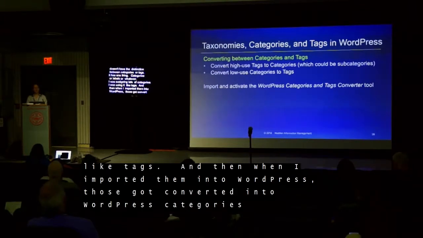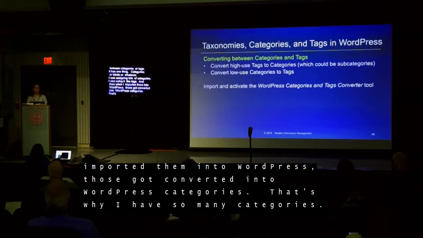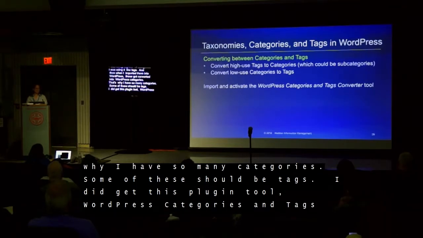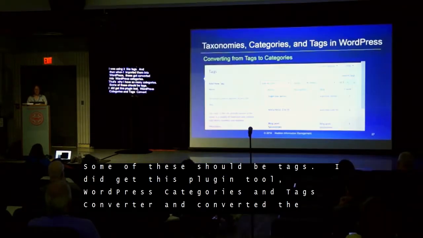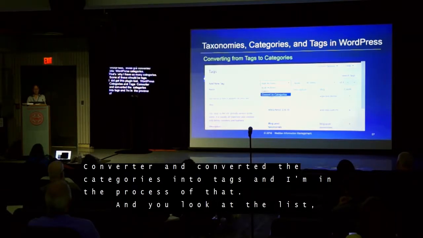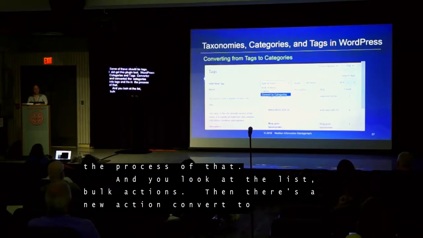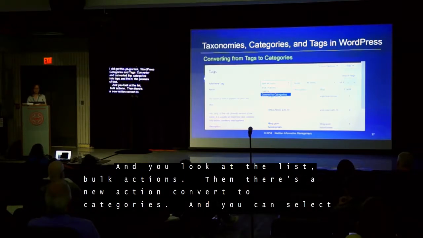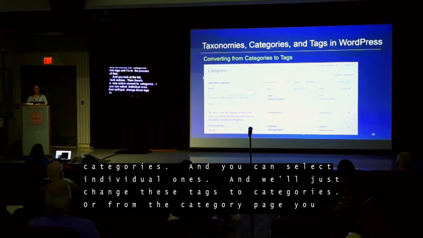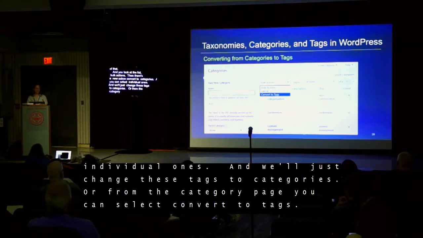Then I realized, oh, I have the ability to create tags now, and some of these should be tags. So I got this plugin tool, WordPress Categories and Tag Converter, and started converting some of my categories into tags. I'm still sort of in the process of that. On the back end, when you have tags and you look at the list, under bulk actions there's a new action, convert to categories. You can select individual ones, and it will change these tags to categories. Or from the category page, you can select convert to tags.